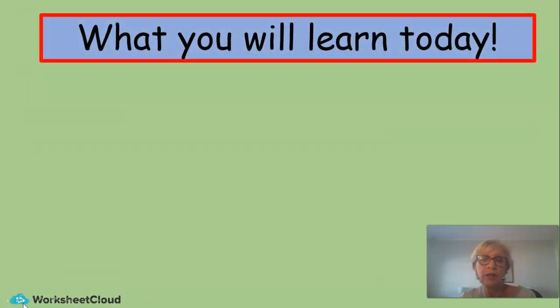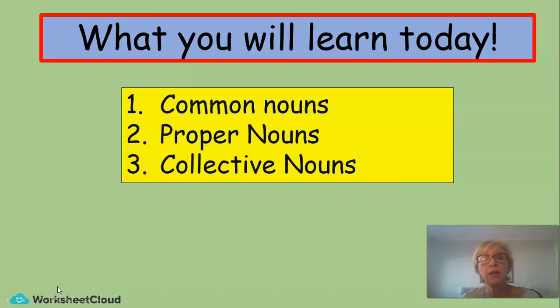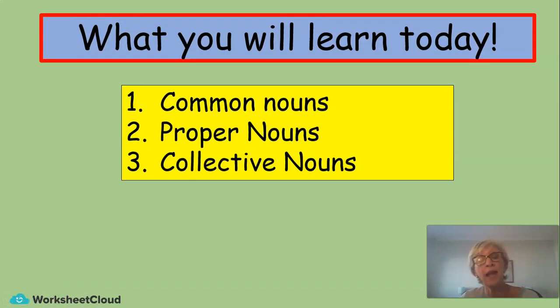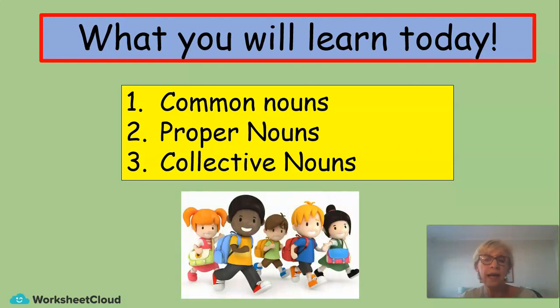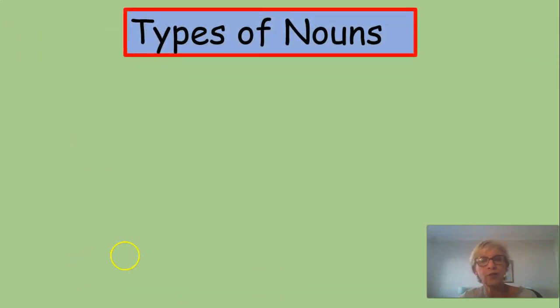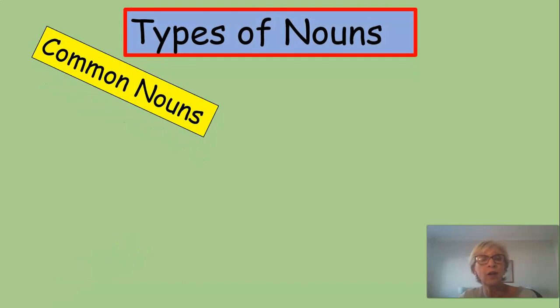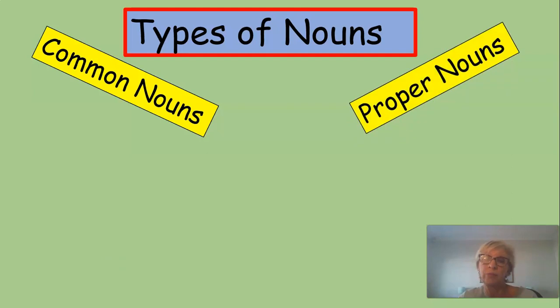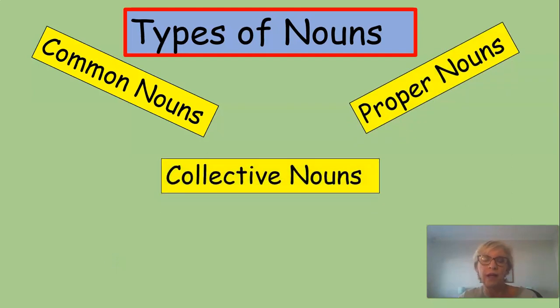What you will be learning about today as far as nouns is concerned: common nouns, which are your everyday nouns, your proper nouns, which are nouns or names of special things, special names like your name, your mom's name, your dad's name, your school's name, and collective nouns. And there we all are rushing off to school, hopefully quite soon. So let's have a closer look now at common nouns, proper nouns, and collective nouns. Let's start with common nouns.